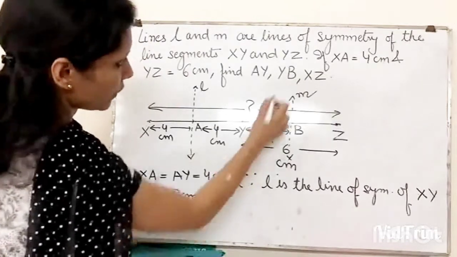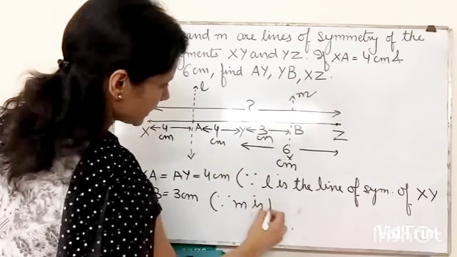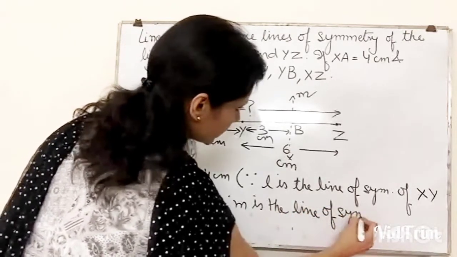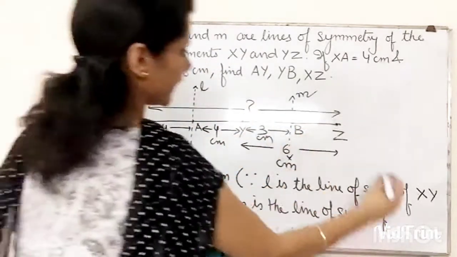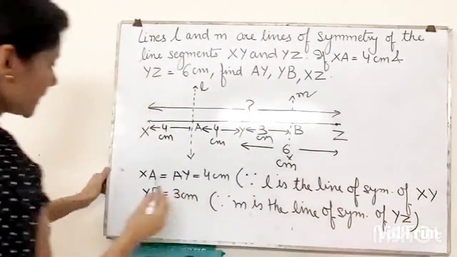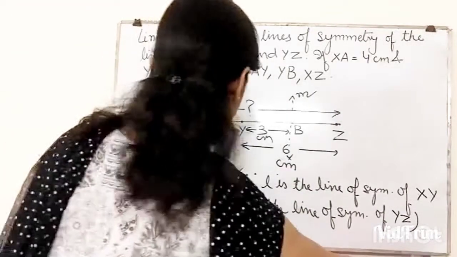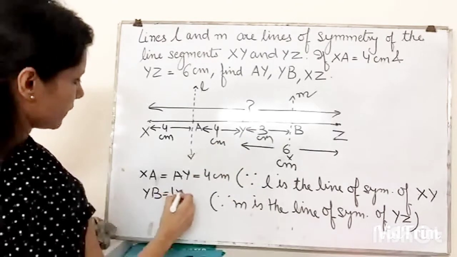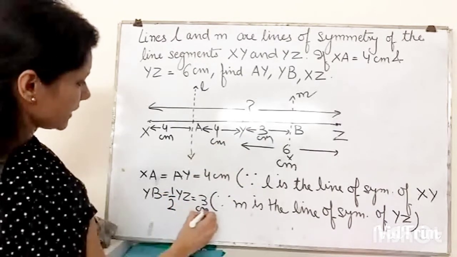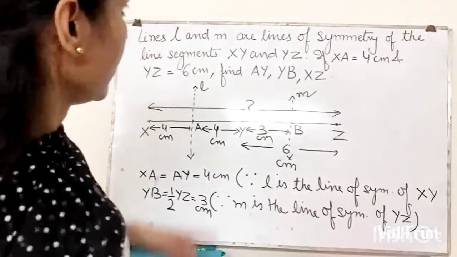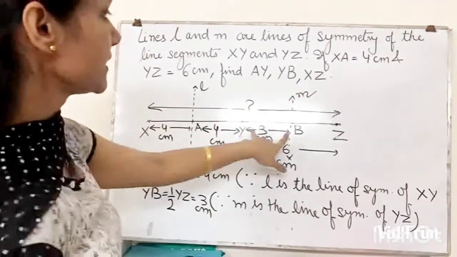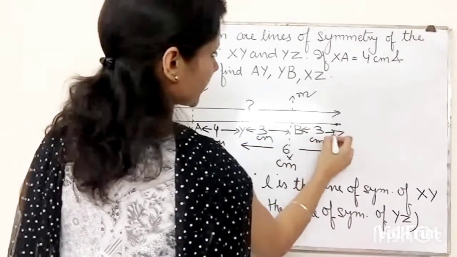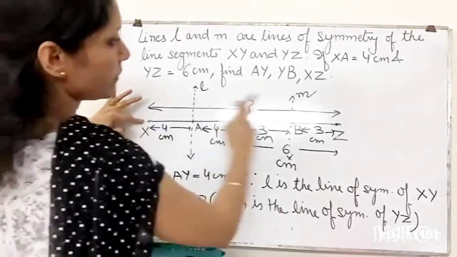Why? Because M is the line of symmetry of YZ, or you can say YB is equal to half of YZ, which is equal to 3 centimeters. What else are we supposed to find out? Now this is 3 centimeter, that means this is also 3 centimeter. Yes or no? Now we have to find the value of this complete line segment.